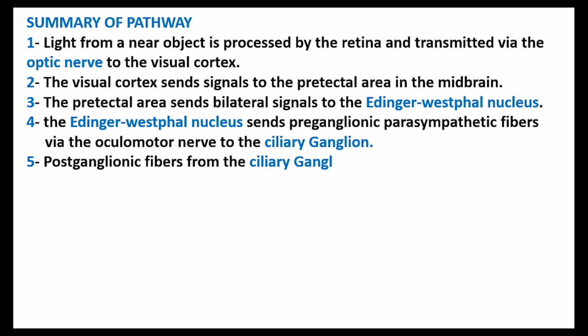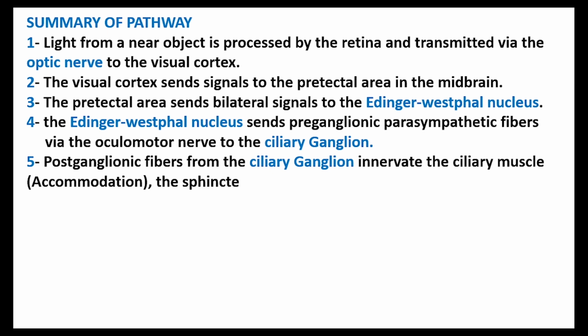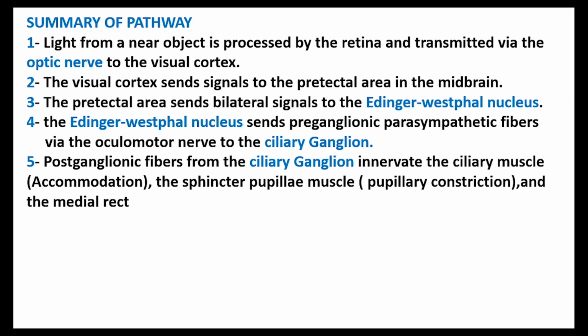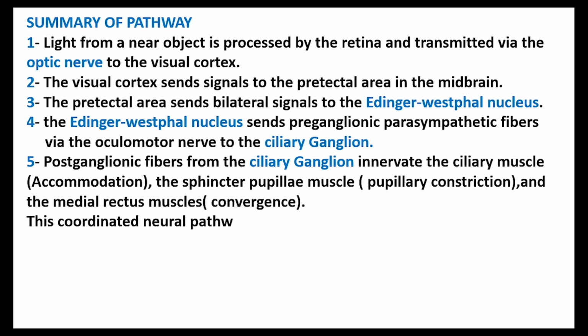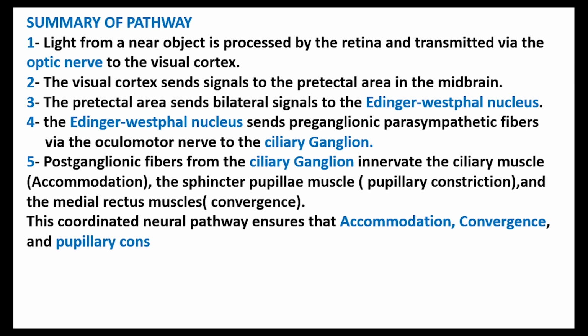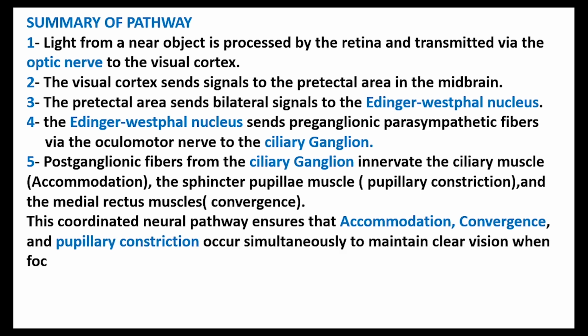5. Postganglionic fibers from the ciliary ganglion innervate the ciliary muscle, accommodation, the sphincter pupillae muscle, pupillary constriction, and the medial rectus muscles, convergence. This coordinated neural pathway ensures that accommodation, convergence, and pupillary constriction occur simultaneously to maintain clear vision when focusing on near objects.